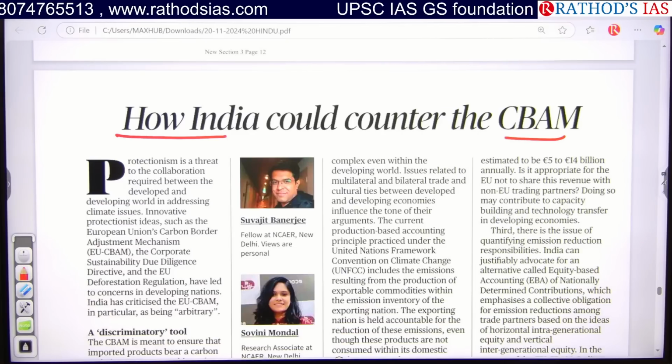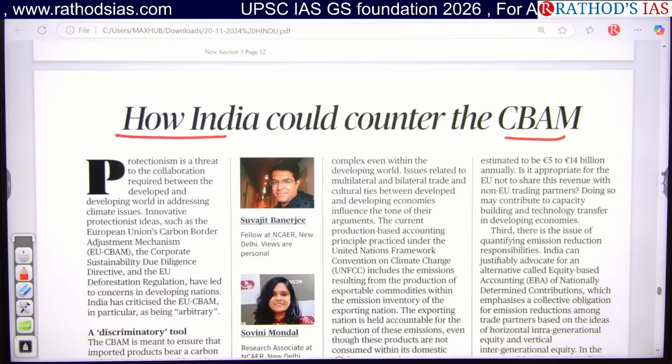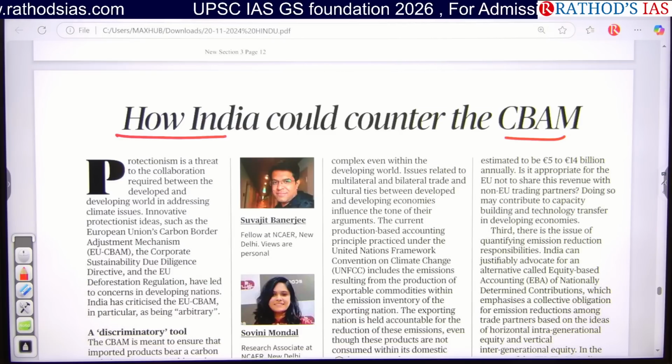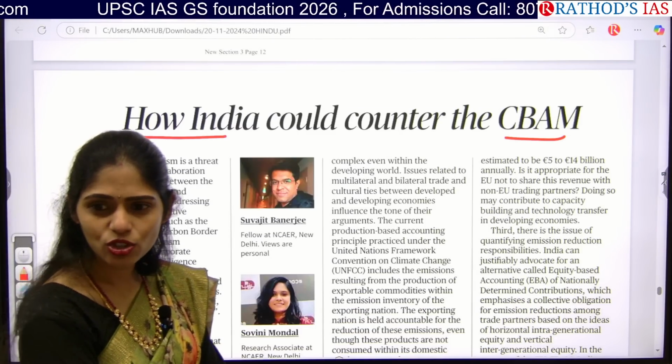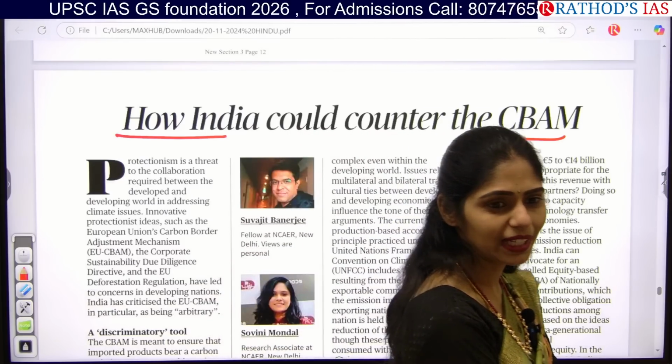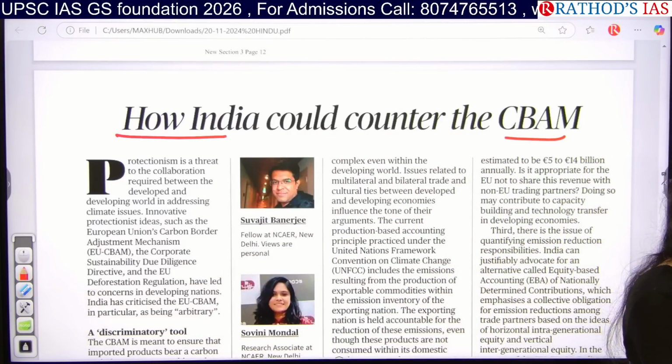What will you discuss? Can you claim that we are releasing less? No. So what can be done? What is happening now? COP29. So in this COP29, what steps can be taken by India? Think.